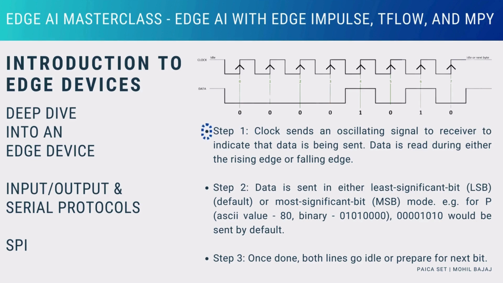To start the data transmission, in step 1, the controller sends an oscillating signal on the clock to the peripheral, or the receiver, indicating that a transmission is about to start. In the second step, data is sent on the rising edge, in our case, in either LSB or MSB mode. Again, like before, if the data to be sent is capital P and the mode is LSB, 4 zeros followed by 1010 would be sent. Finally, once data has been sent, in step 3, both the lines go idle or prepare for the next bit.